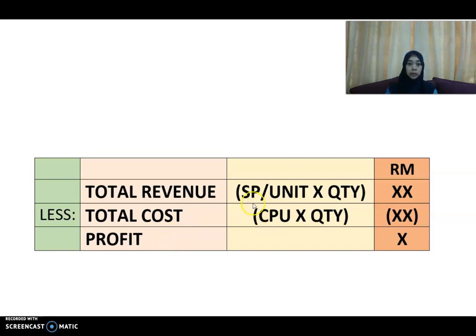So the question about pricing now is about how to determine the selling price that the company intends to set. You want to determine how much the selling price is, so that it will give you a reasonable amount of profit, and of course it must cover your cost. For example, let's say your selling price per unit is 10 and your cost is 8, so that can contribute to a profit of 2, right?